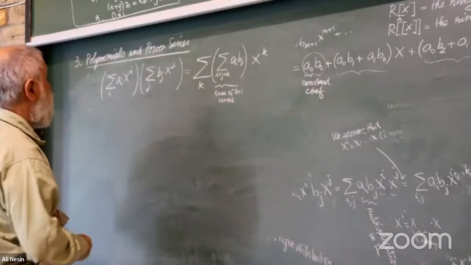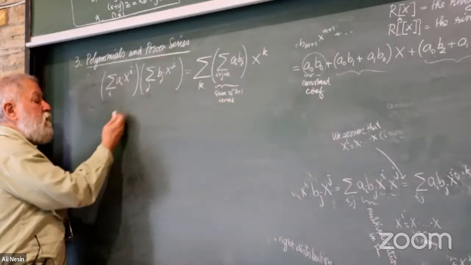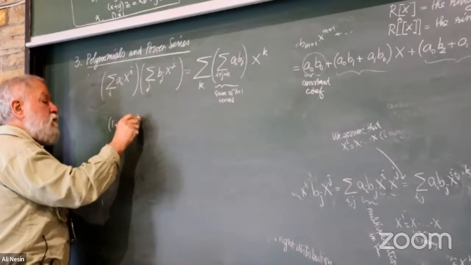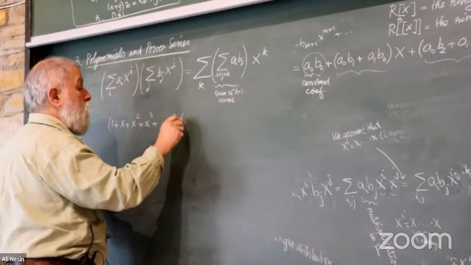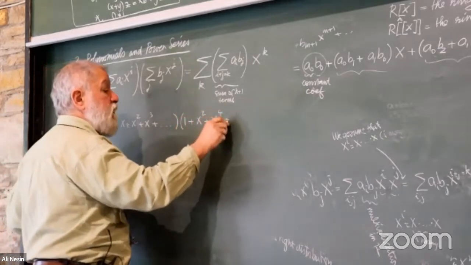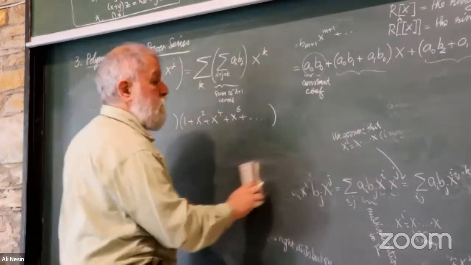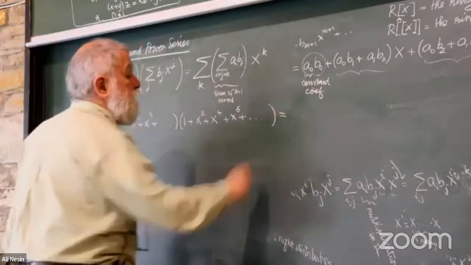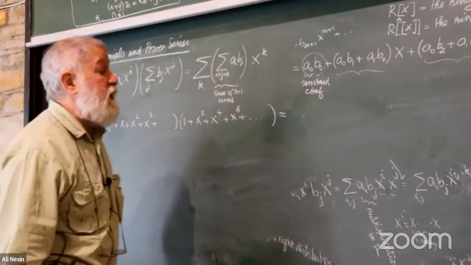For example, let us do this. Let's multiply 1 plus x squared plus x cubed and so on, together with 1 plus x squared plus x to the 4 plus x to the 6 and so on. Let's multiply these things. Okay, and so let's find the coefficient of x to the 100.